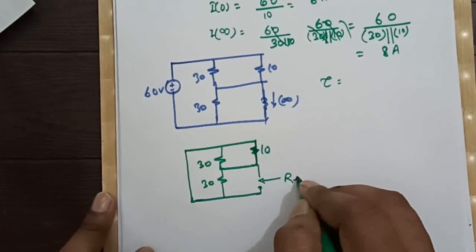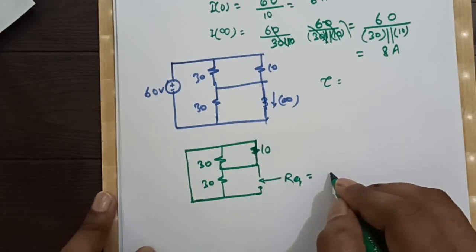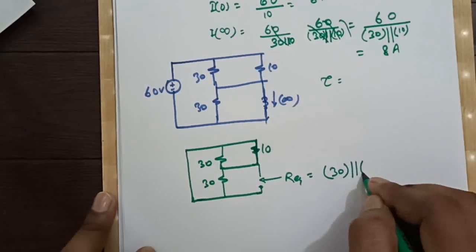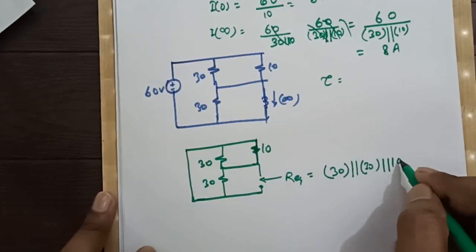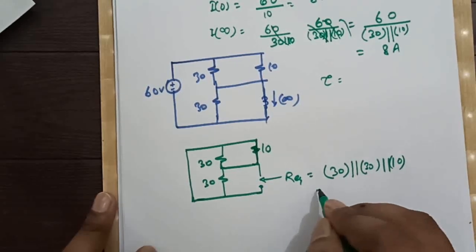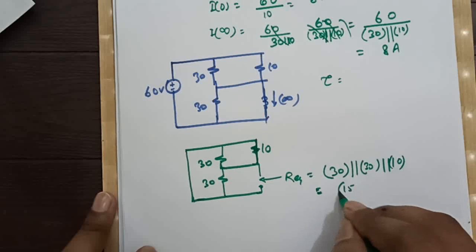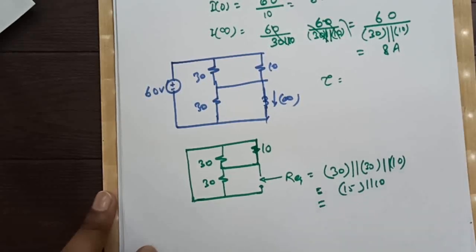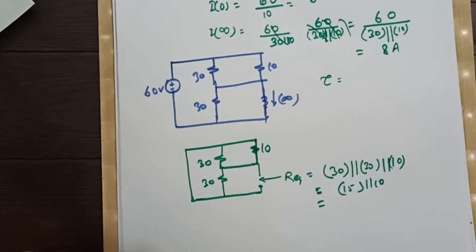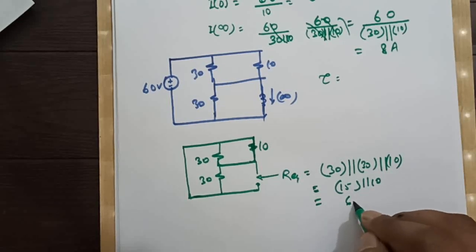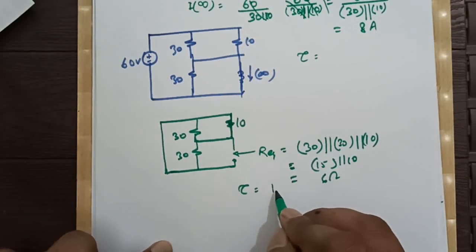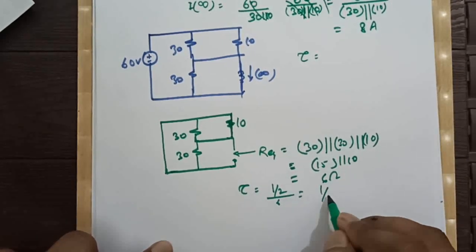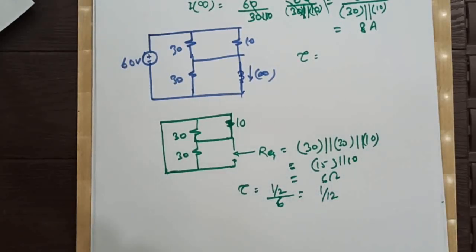So R equivalent will be what? R equivalent will be 30 parallel to 30, and this whole system will be in parallel to 10. 30 parallel to 30 gives 15, and 15 parallel to 10. After calculating this, we will have R equivalent as 6 ohm. So tau will be what? L equivalent by R equivalent. L is what? 1 by 2 divided by 6 means 1 by 12. Right?